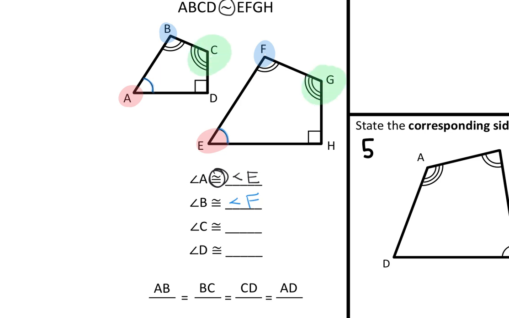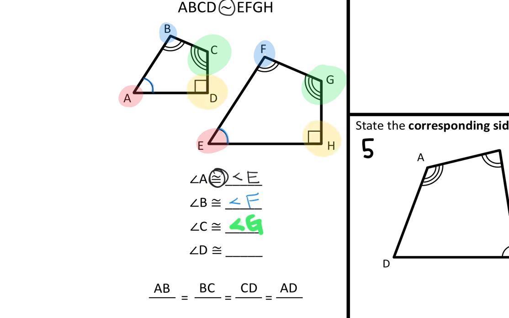So, angle C and angle G are angles that are, oh, no. I need my pen. Okay. Angle C and angle G are corresponding angles. 3 arcs for each part. Those are the ones that are corresponding. All right, and then the last one. We'll do it in yellow.